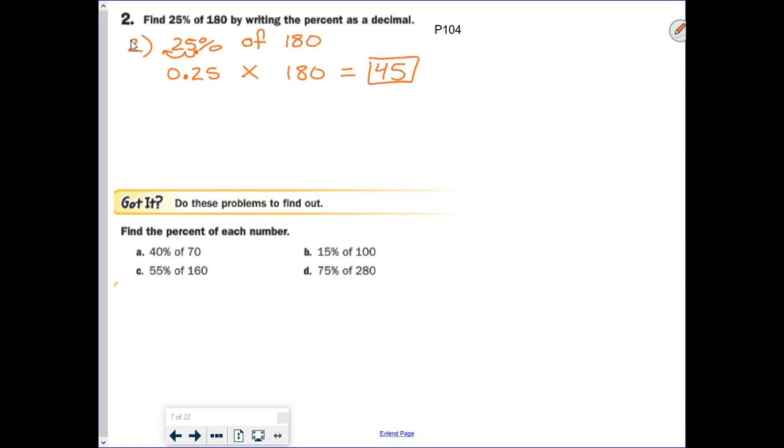But remember, when changing a percent to a decimal, you need to move that decimal point 2 places to the left. Not 1, not 3, always 2. That leads us up to the first 4 letter problems on the bottom of page 104. Why don't you give those a try?